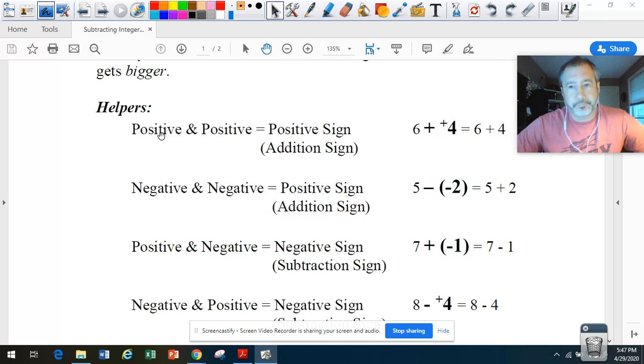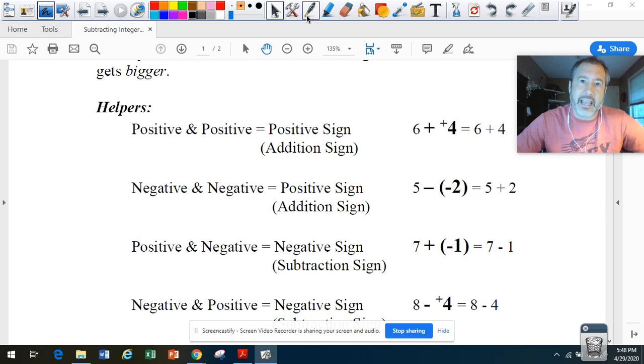If we take a look here, a positive and a positive equal a positive when we're dealing with addition. Pretty basic here. So 6 plus +4 is the same as 6 plus 4, which we know is 10. Now, look at this here. A negative and a negative together. Here's what we were just talking about. As you see, this is a minus. Remember, subtraction is a negative. Do not forget that. That's important to understand. So here we have 5 minus -2.